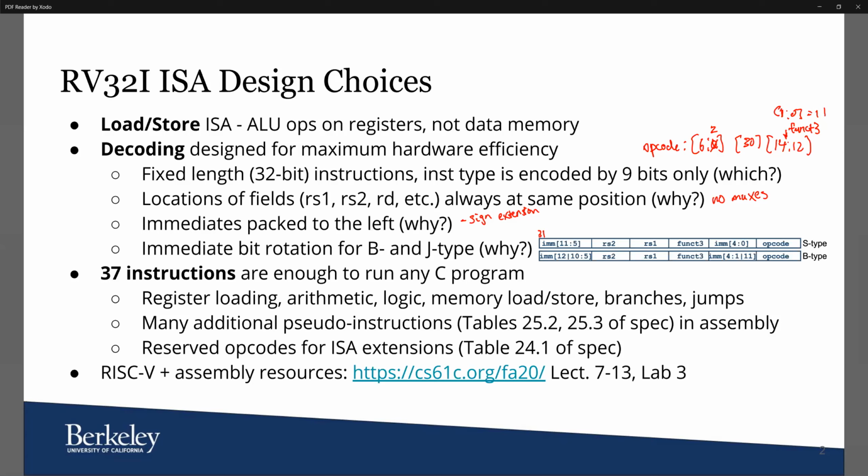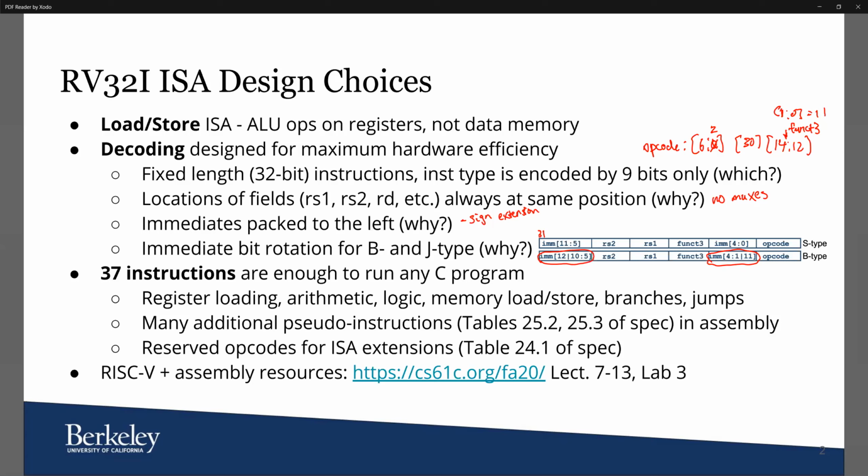Okay, and then B and J types have sort of a bit rotation. So if you notice, the immediate here and the immediate here, right? This is 12, 10 to 5 instead of 11 to 5, and here it's 4 to 1, 11. So why do you think that they did this? That seems like the last bit of the B type is not necessary. That's why we can disregard it.